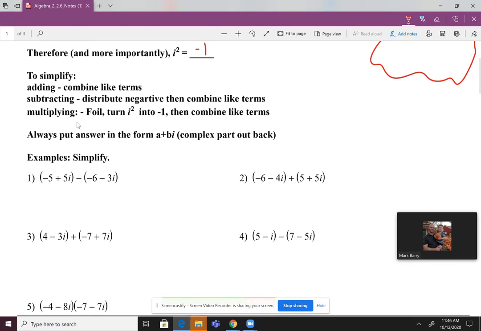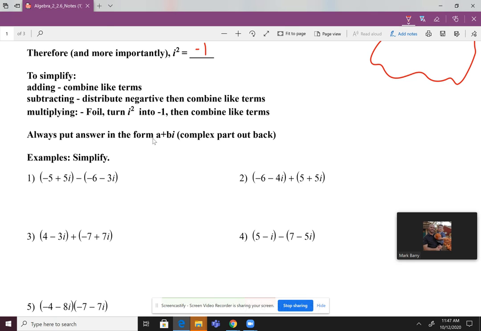Multiplying is going to be kind of tough, but we'll practice it and it's doable. You're going to FOIL, then we're going to turn i squareds into negative ones, and then we're going to combine like terms, okay? So we'll go through all three of these on this page. But lastly, for all three, always put your answers in the form of a plus bi. So you put the regular number first and you put the i in the back. Because it's a complex number, not a real number, we put it in the back of the expression, okay?